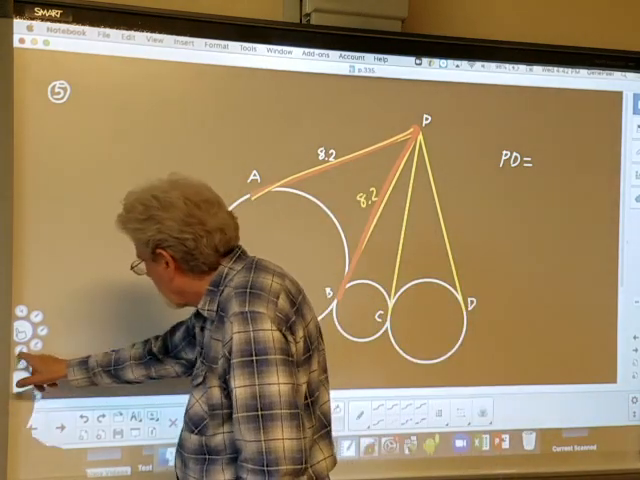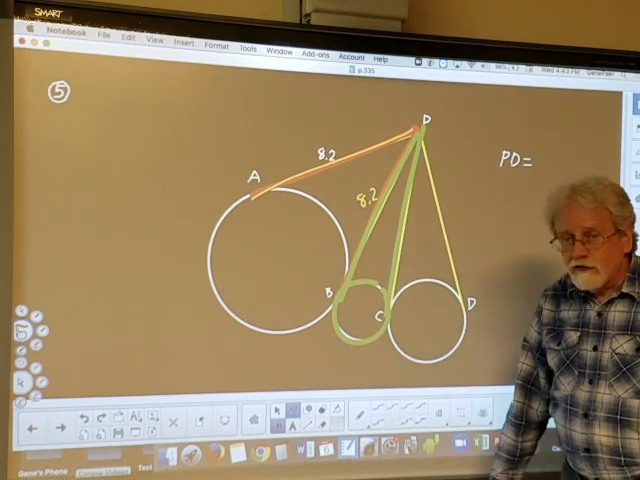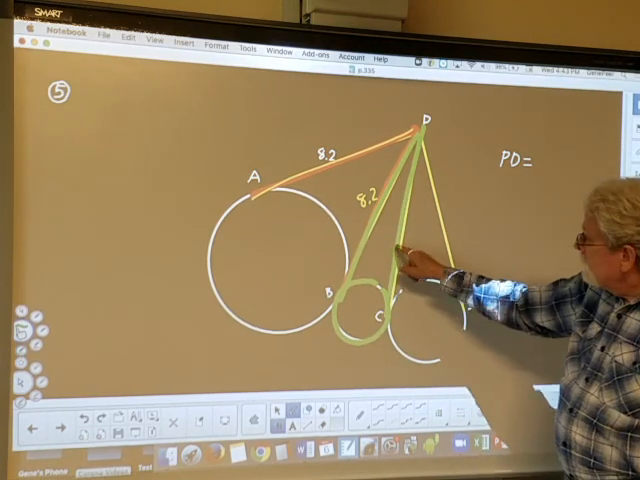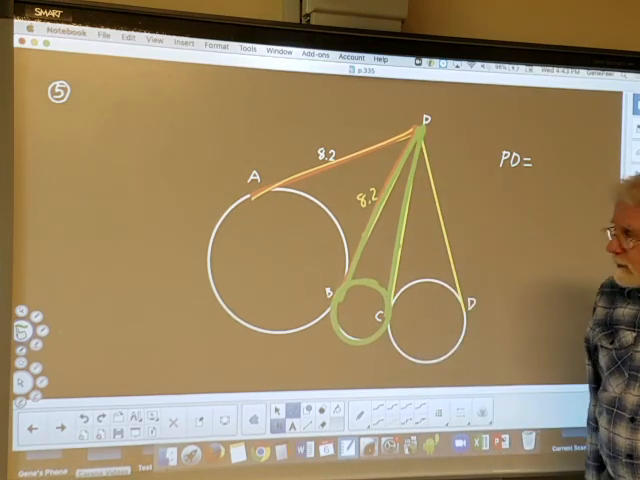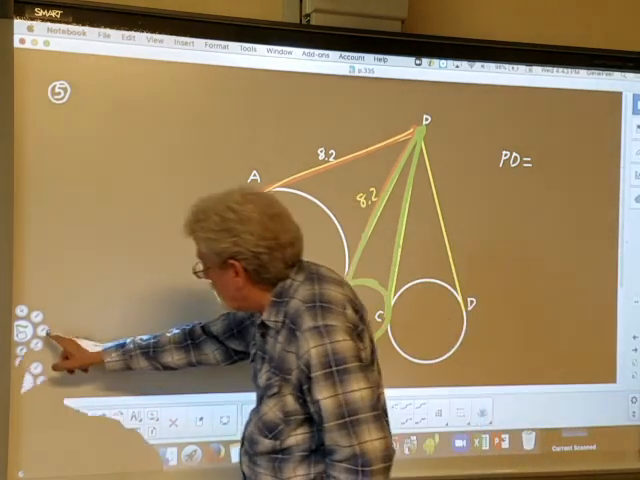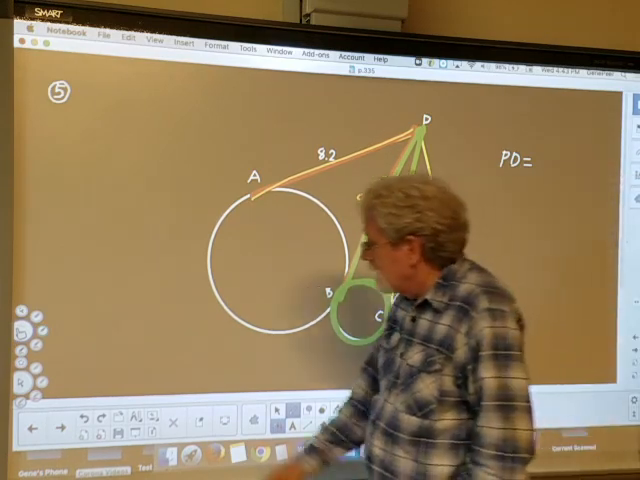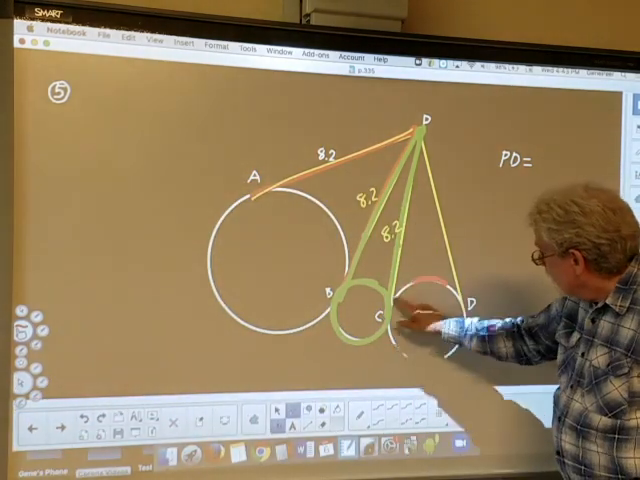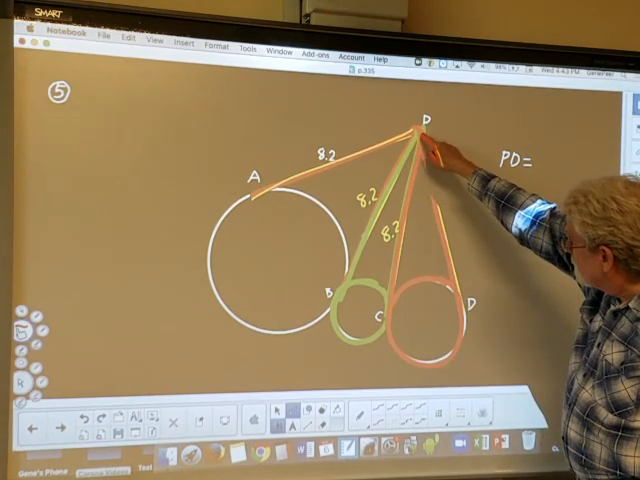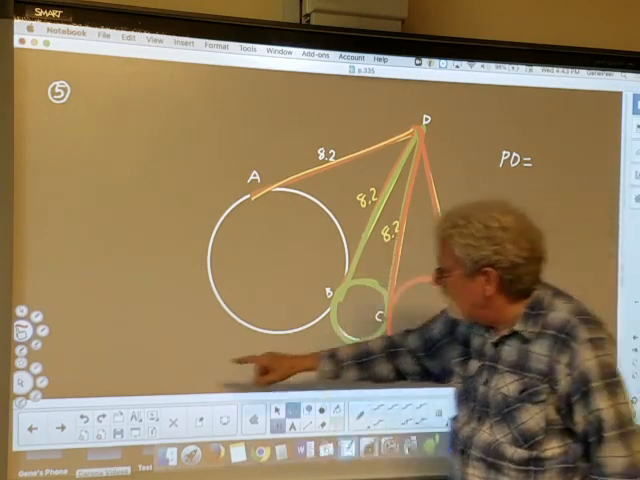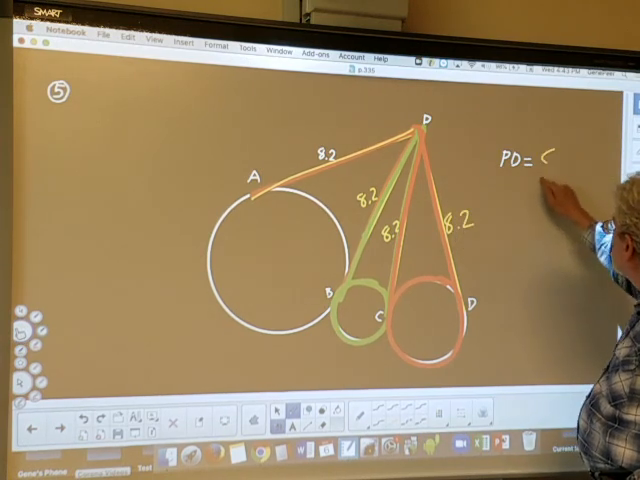Well, now let's look at this circle and these two tangent lines. Same story applies. If these two green guys are both tangent to the green circle and they both have the common endpoint out there, if this one's 8.2, the other one has to be, guess what? 8.2. And then finally, in the last circle, if we have two tangent lines with a common endpoint out here, they must be congruent. So if that one's 8.2, guess what? PD has to be 8.2.